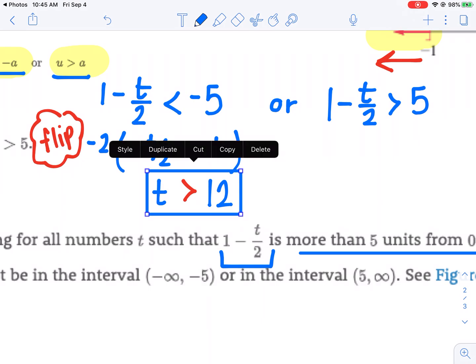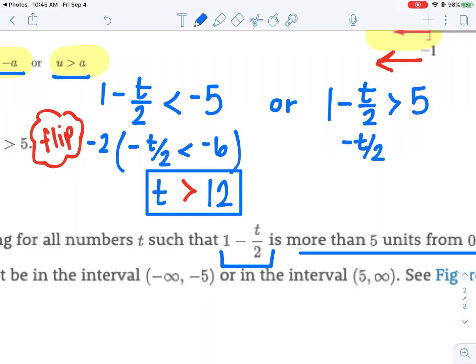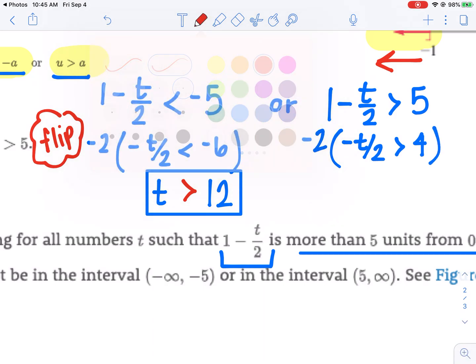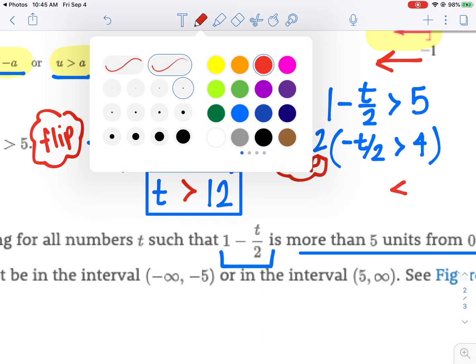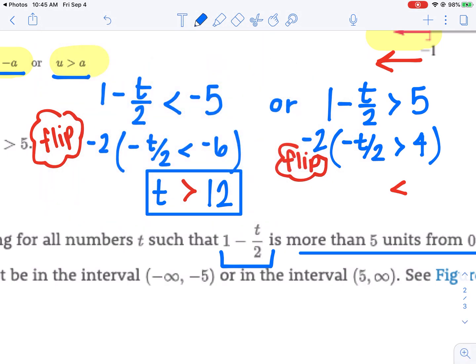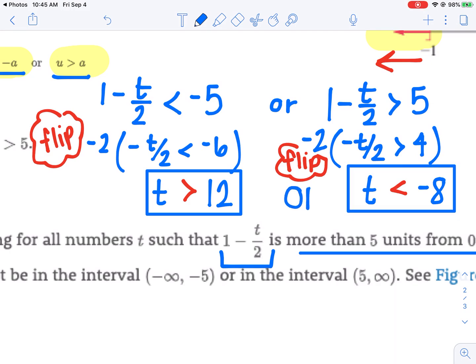Or you could have this next situation. Negative t over 2 is greater than 4. Multiply everything by negative 2. Okay, we're multiplying by a negative. I'm not going to forget to flip. Or t could be less than negative 8. These would be your two solutions.